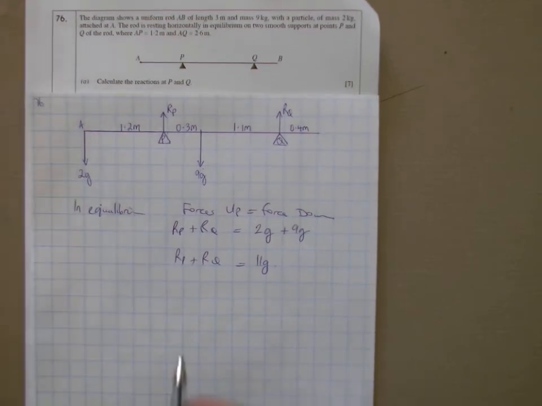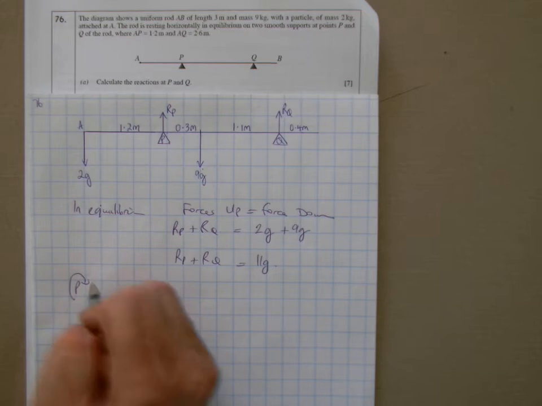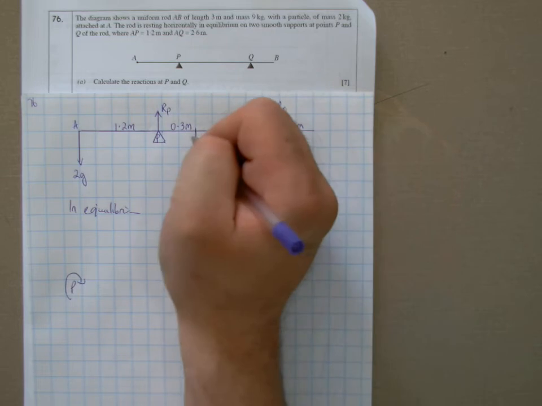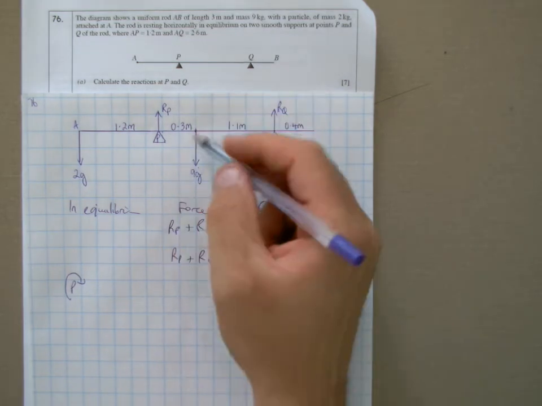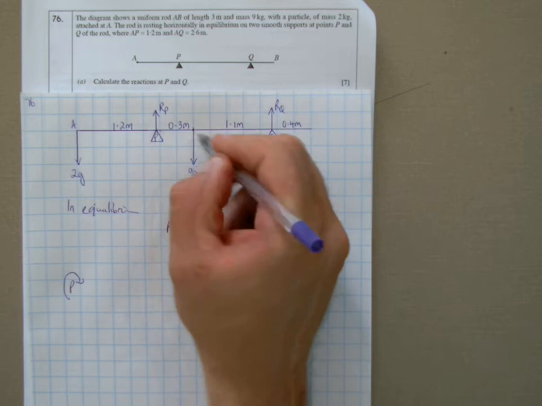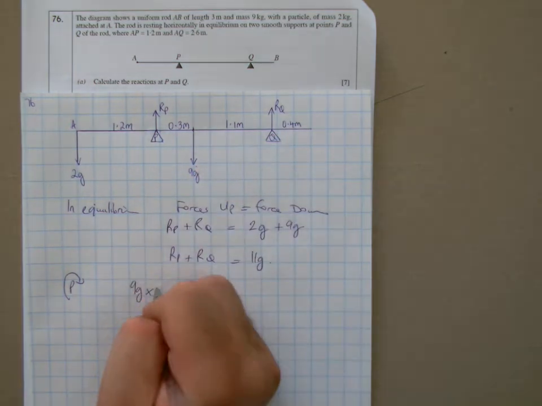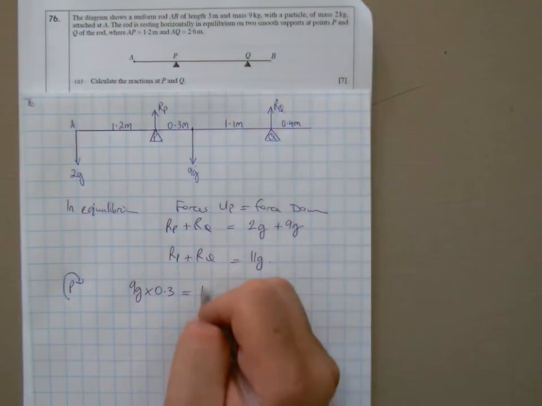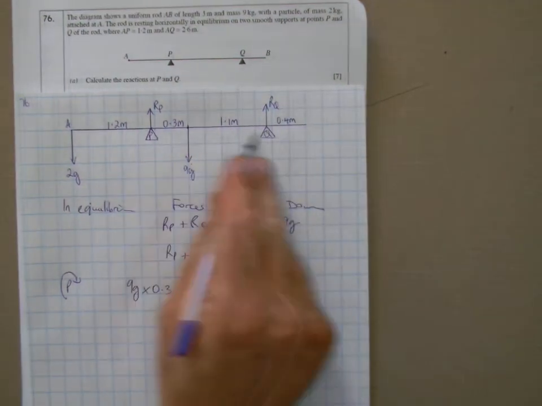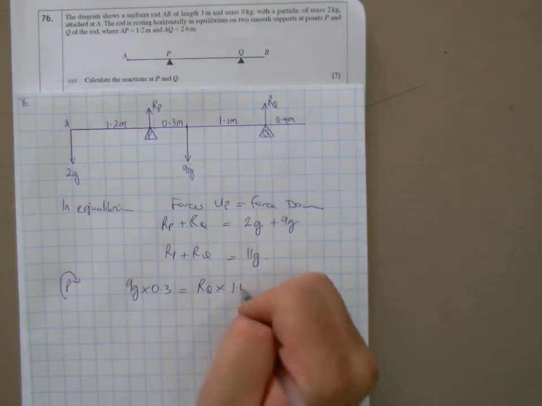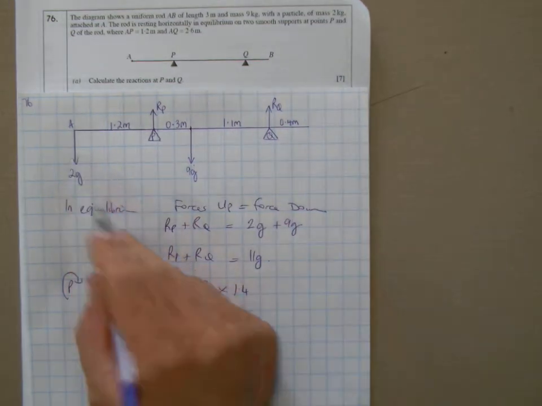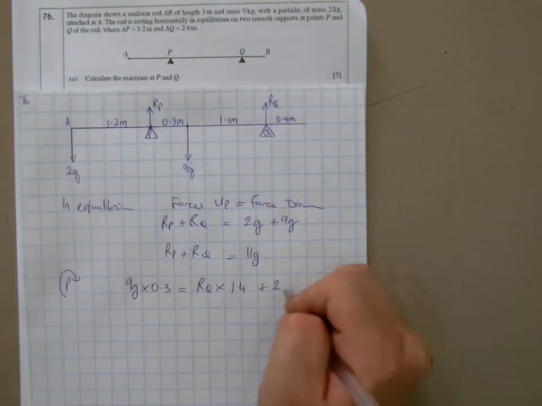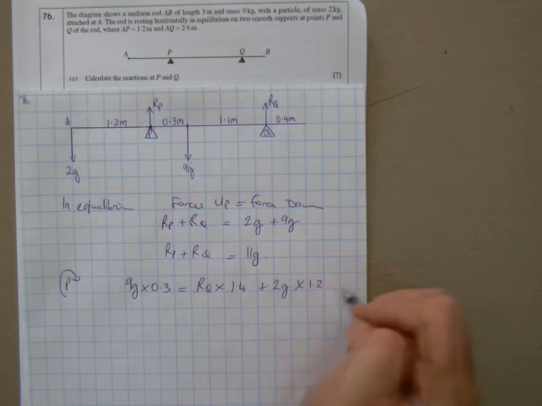So now I need to take moments. If I take moments about P, what will I have clockwise? This will be clockwise about P, so it'll be 9G times 0.3. RQ will be anti-clockwise, so RQ times that distance there, which would be 1.4 if I add those two together. And this will also be anti-clockwise about P, so it'll be 2G times 1.2.